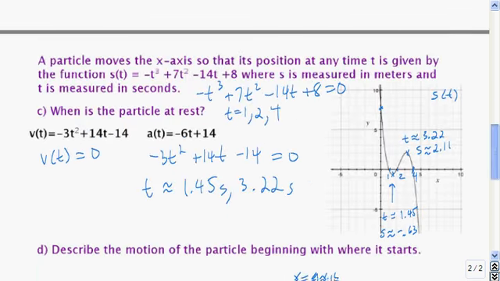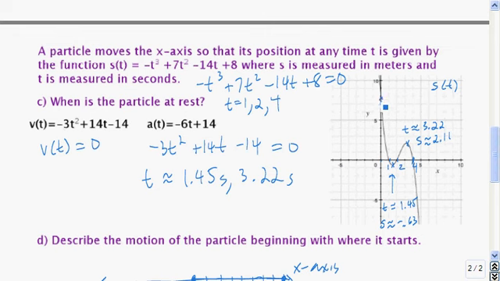Okay, so if we go through here, the particle starts at 8, hits 0, then hits negative 0.63, then hits 0 again, then hits 2.11, then hits 0 again, and then it keeps going more to the left, into negative x territory.